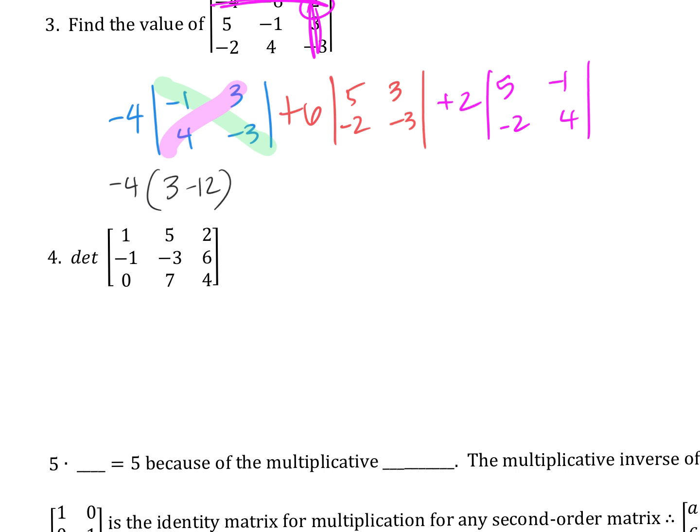3 minus 12. If someone writes -9, that's okay. But I think showing our steps is helpful. Then I'm going to say +6 times what minus what? -15 minus -6 is -15 plus 6. Awesome, Hayden. Last one. 2 times 20 minus a +2 would just be 20 minus 2.